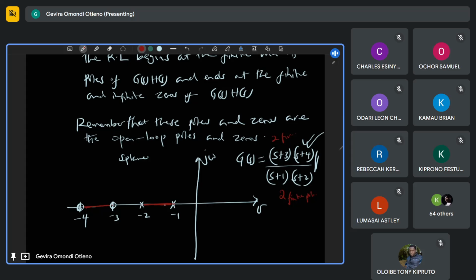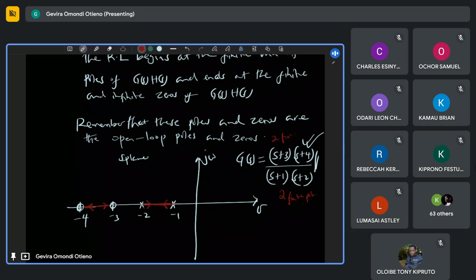Because this is a pole, the root locus must leave the pole towards a zero. We don't know which zero. Because the second one is also a pole, the root locus must leave that pole, but we don't know to what zero. Because the third one is a zero, the root locus must terminate. So notice it is entering the zero. And because number 4, at minus 4, we also have a zero, the root locus must end at that zero. So you can already see the direction.